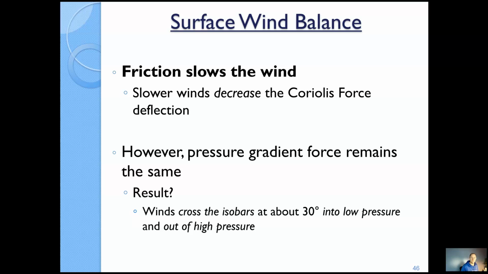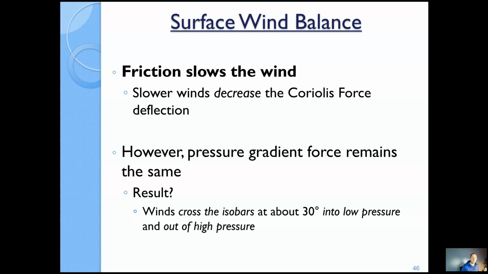I don't expect this to make sense off of a slide full of text, but it is one of those things that I would like to hope that you read over a few times and then think about in terms of how we discuss the individual forces. We still have the same pressure gradient at the surface that we would have aloft, but because friction slows the wind and the impact of the Coriolis deflection is related to the speed of the wind, the slower wind slows the Coriolis, and now we're going to end up deflecting the winds to the point that they cross the isobars in towards low pressure and out of high pressure.